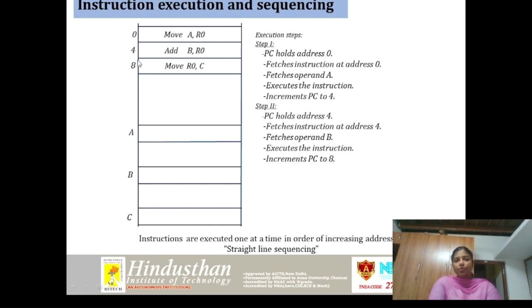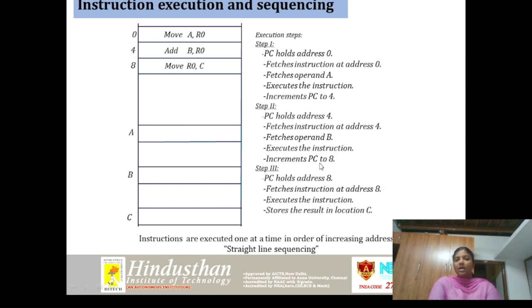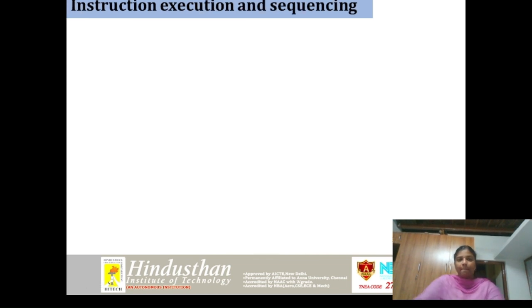Okay, now at address 4, what is the instruction present? Add B comma R0. That will be fetched, the operand value is fetched and the execution is done here, and then it increments the PC to 8, the next address. Then it fetches the instruction present in the 8th location. Again the PC holds that address, it fetches the instruction, executes it and stores the result in the location C. So this is a simple execution, also known as straight line sequencing.